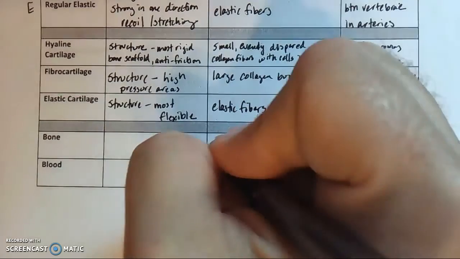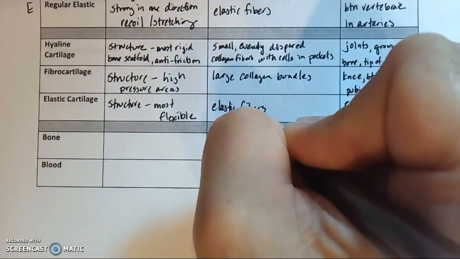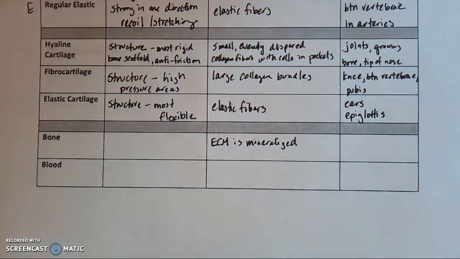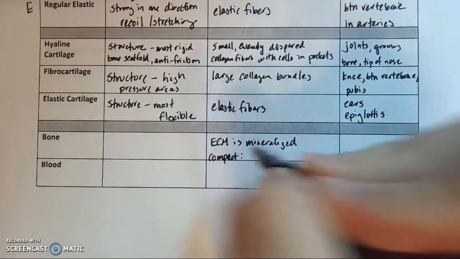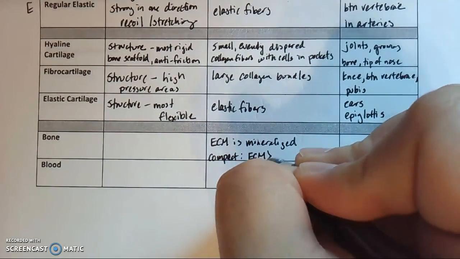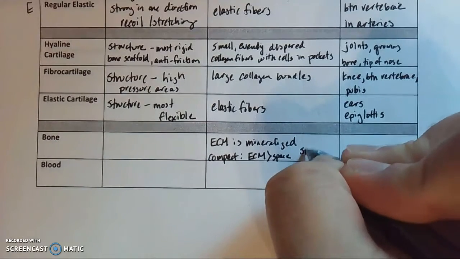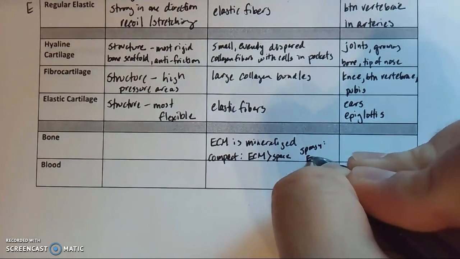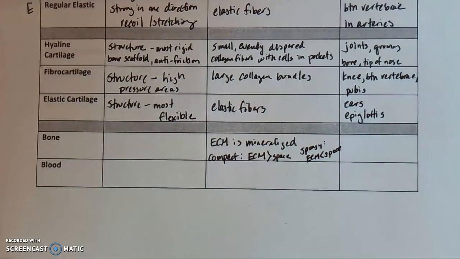So bone, the ECM, is mineralized, so it's hard. We'll talk about that later on when we talk about bone, but there are two types of bone tissue, compact, and in compact we have more ECM than space. So think of the ECM as all compacted together. And then we have spongy. Spongy is opposite. We have more space than ECM. So it kind of looks like the structure of a sponge.